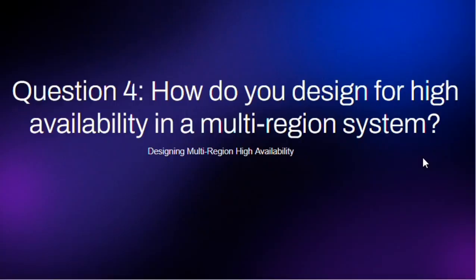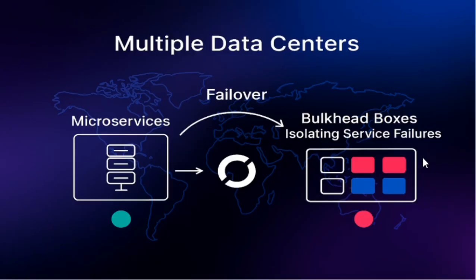Question 4. How do you design for high availability in a multi-region system? High availability requires replication of services and data across multiple regions. You can use active-active replication so both regions handle traffic simultaneously and fail over instantly if one goes down. Implement health checks and automated failover for services and databases.